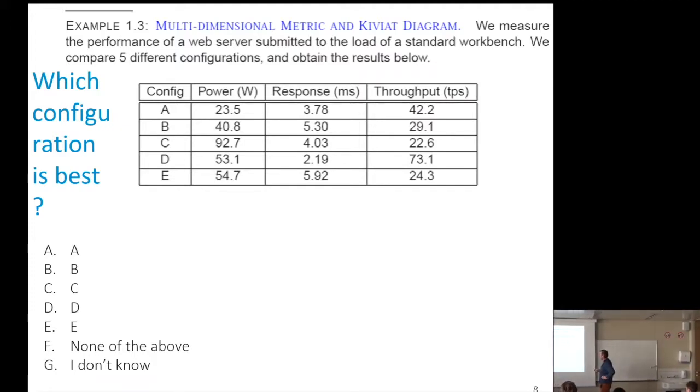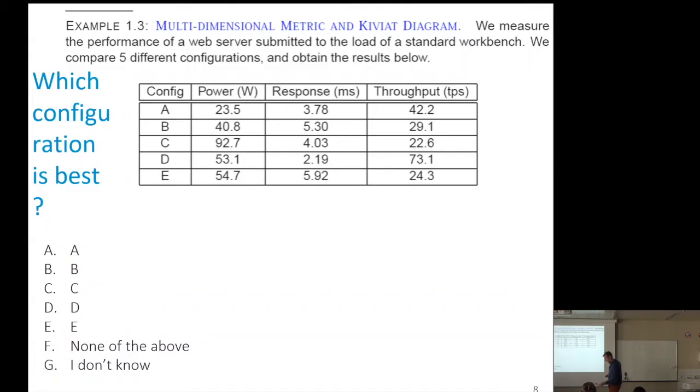What configuration do you prefer? So many people like A, that's the majority. So why is A better? Well, the power consumption is small, and the response time is also small, but not the smallest. So if I see here, D has a smaller response time, higher throughput, but consumes more. So then you say it depends. Well, that's the reality here. I cannot say that A is better than D because it depends what I want.